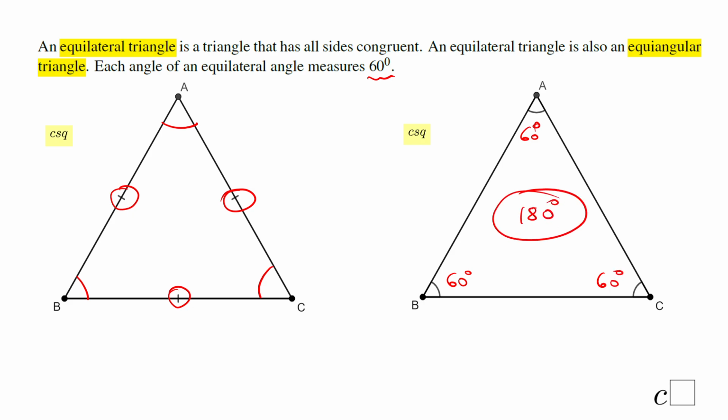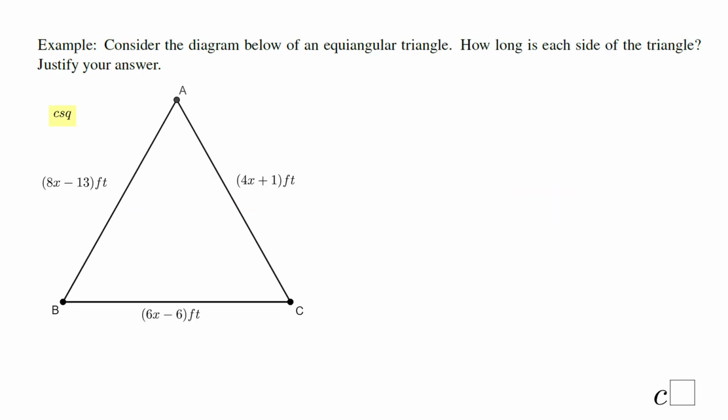The sum of the measure of the interior angles of a triangle. So let's see now the next example. In this problem we have an equiangular triangle, but we know an equiangular triangle also means an equilateral triangle. And now we have to find how long each side of this triangle is. All these sides are congruent.